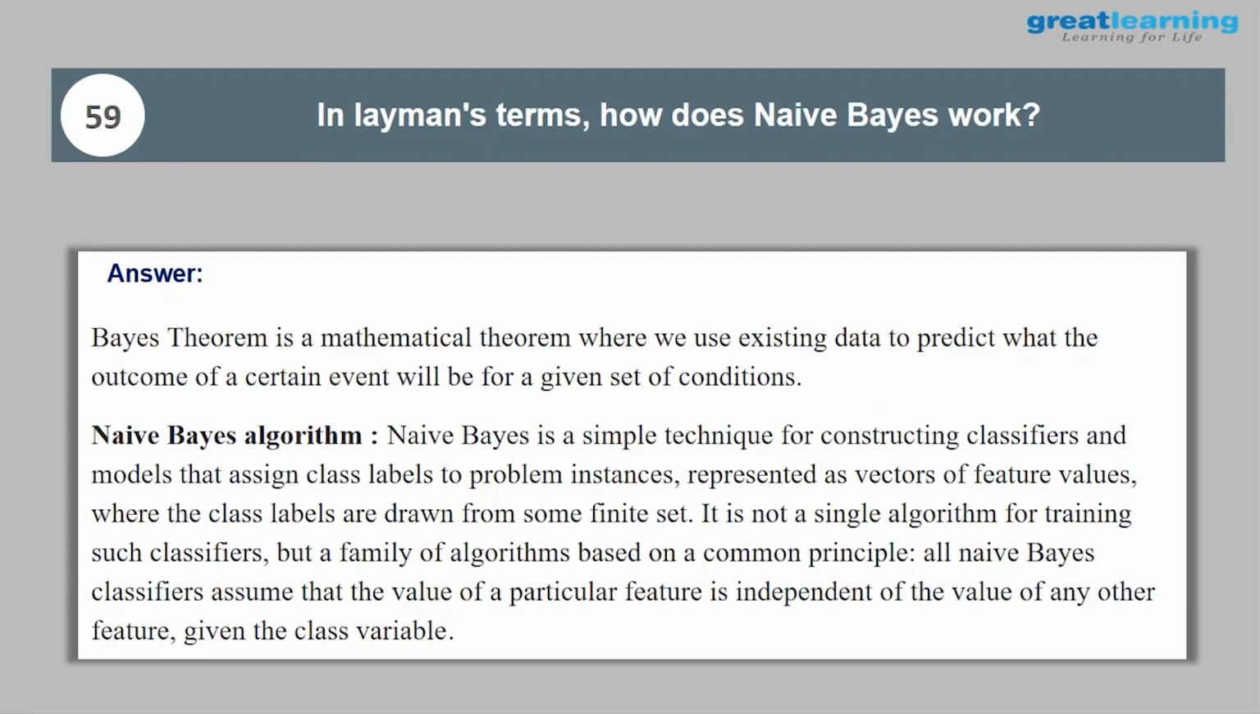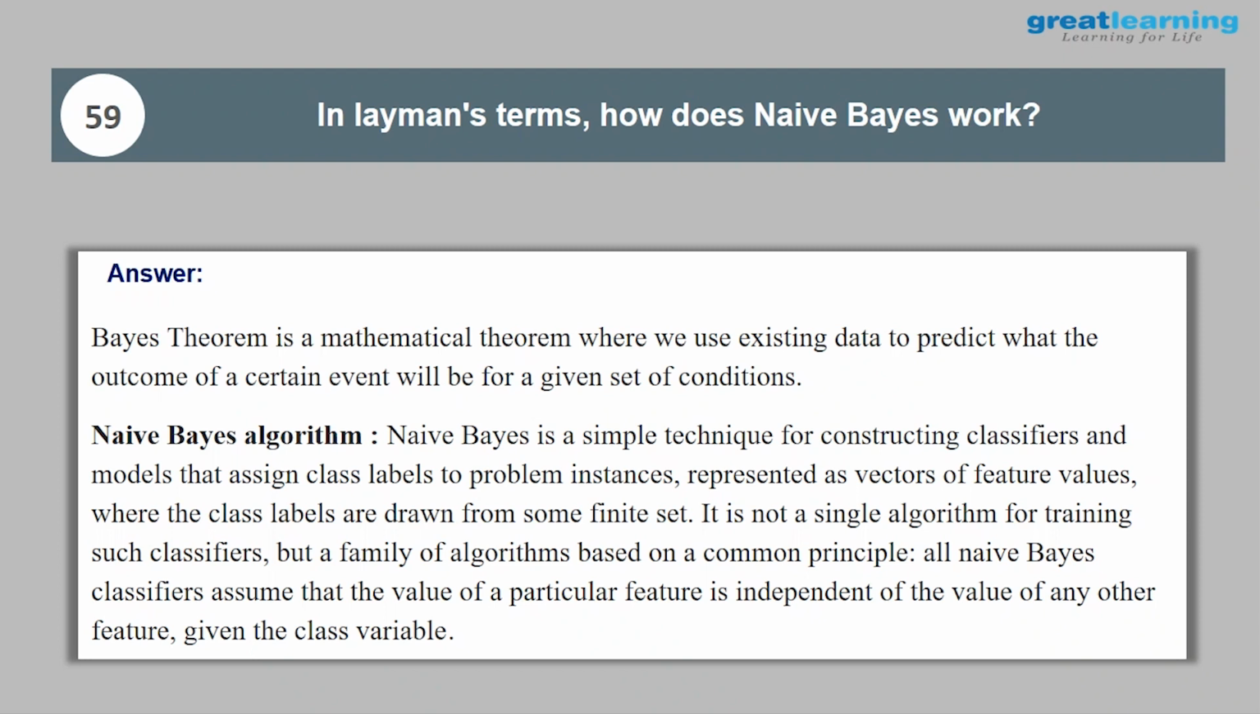Now let's have a look at, in layman's terms, how naive Bayes works. Bayes theorem is a mathematical theorem where we use existing data to predict what the outcome of a certain event will be for a given set of conditions. Now comes the naive Bayes algorithm.